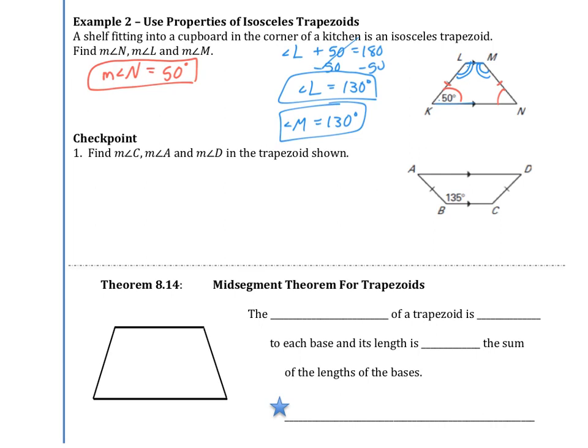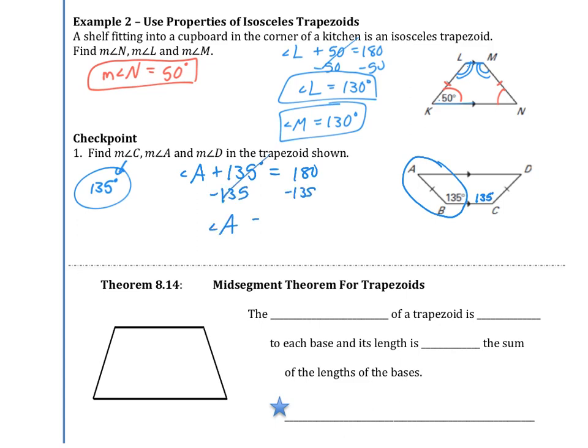Checkpoint, find the measure of angle C, angle A, and angle D. Well, it's an isosceles trapezoid, so angle C must be 135. They have to be congruent. We know that the measure of angle A and angle B have to add up to 180, so angle A plus 135 is equal to 180. So we subtract 135 to get angle A is equal to 45 degrees. And if angle A is 45, that means angle D is also 45 degrees. That's how we work with an isosceles trapezoid.